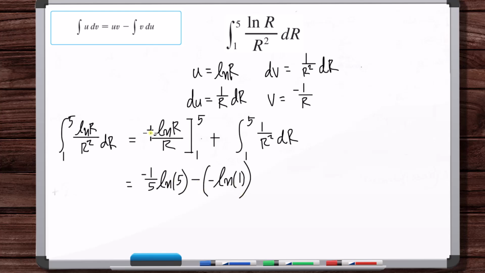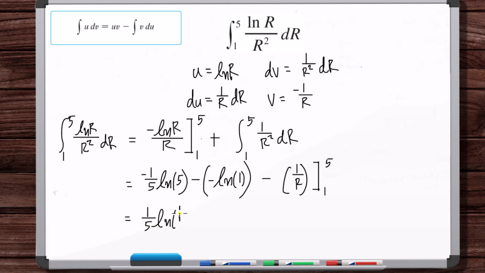Right? Minus 1 over 5 natural log of 5, and then minus, and then we plug in 1, and we still have that minus. Having a minus is confusing. Natural log of 1 over 1 is just natural log of 1. All right. Plus, and then this is going to be minus 1 over r. So let's bring that minus sign here. So minus, and then we'll have 1 over r like that.